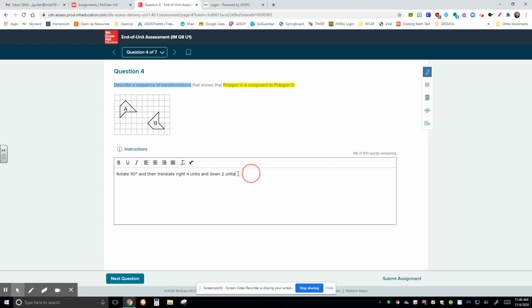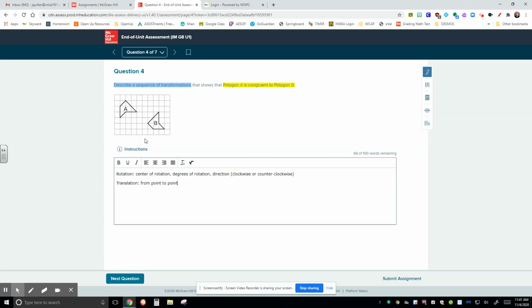What I'm getting at here is when you're talking about rotation, you must include the center of rotation, the degrees of rotation, and the direction. That direction can only be clockwise or counterclockwise. There are no other directions for rotation. Translation of any form, you need to describe from point to point.